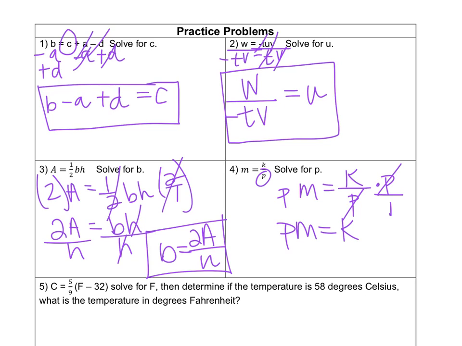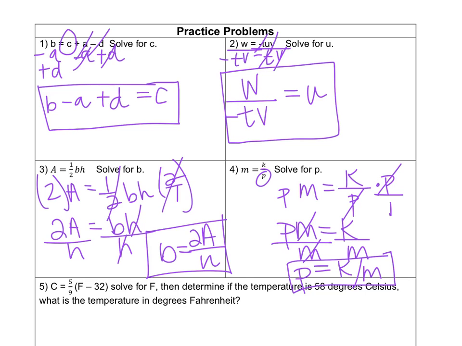Then remember I'm trying to get p by itself. So the opposite of multiplying by m would be to divide by m. So m divided by m is 1, which would leave me with p equals k divided by m. That's kind of just like the problems we did on the first page. Speed equals distance divided by time. You would rearrange it to solve for time.